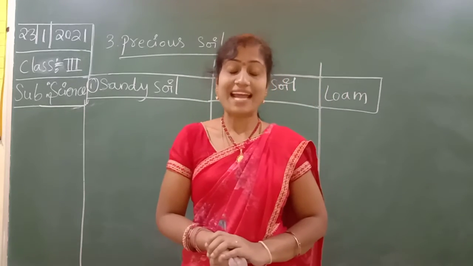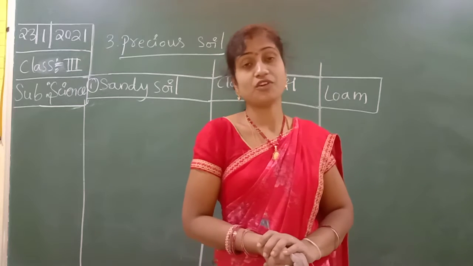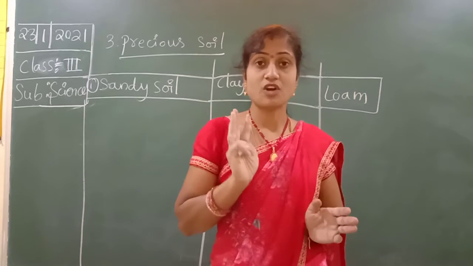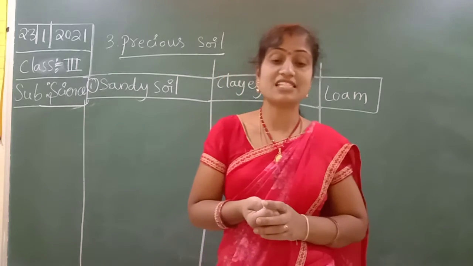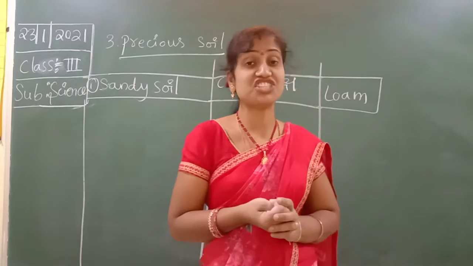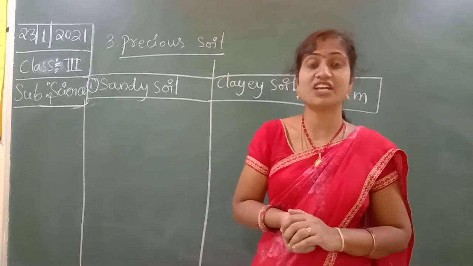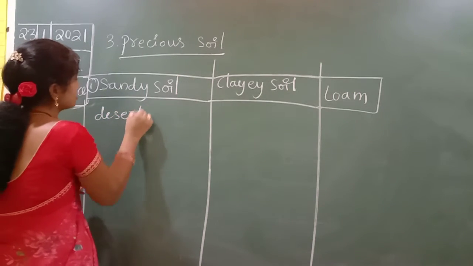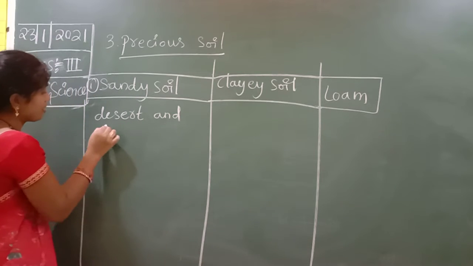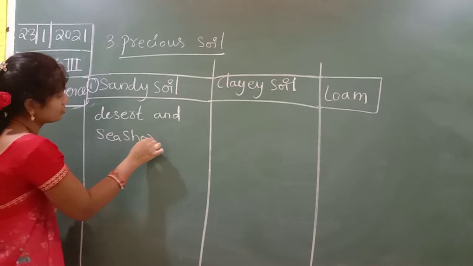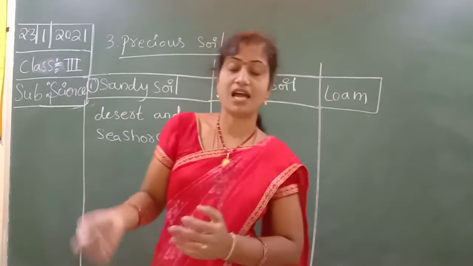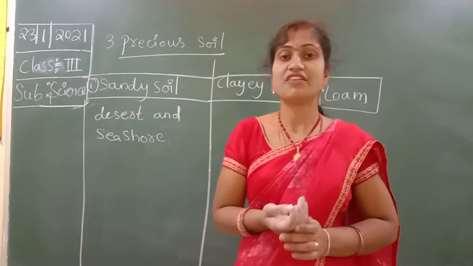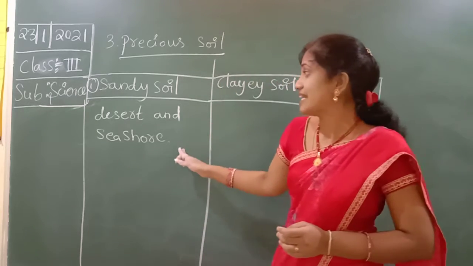In our earth, we know very well that different types of soils exist, but here we want only 3 types of soils. Sandy soil is mostly found in desert and seashore. Desert means Adavi, we know very well. Seashore means Samudra Tira Prantam. There only we can easily find this sandy soil.